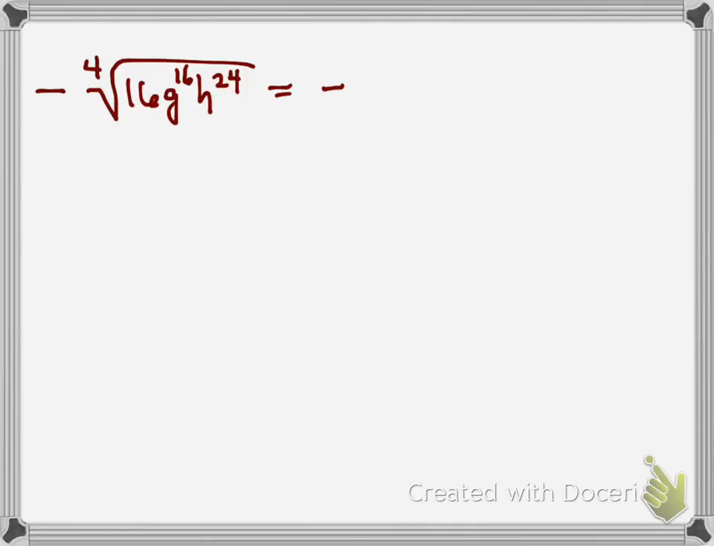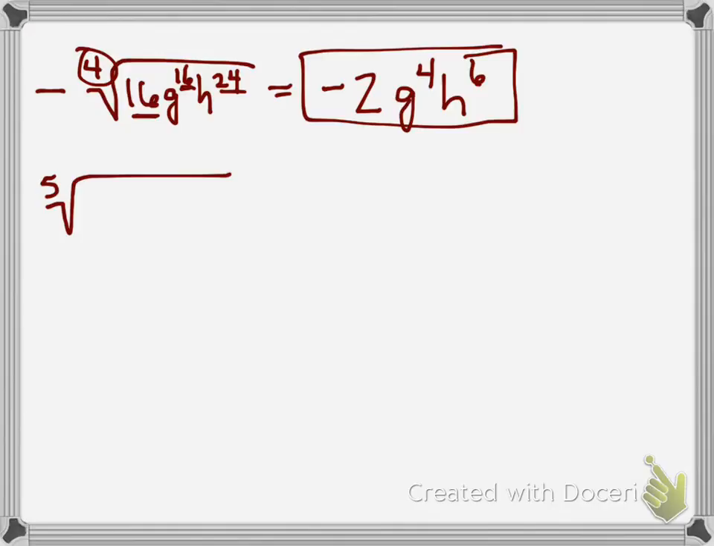So what happens when I have the negative 4th root of 16, g to the 16th, a to the 24th? Well, negative is just going to be a negative. The 4th root of 16 is 2. 16 divided by 4 is 4, and 24 divided by 4 is 6, and that's it. There's nothing left over, so that's your answer.